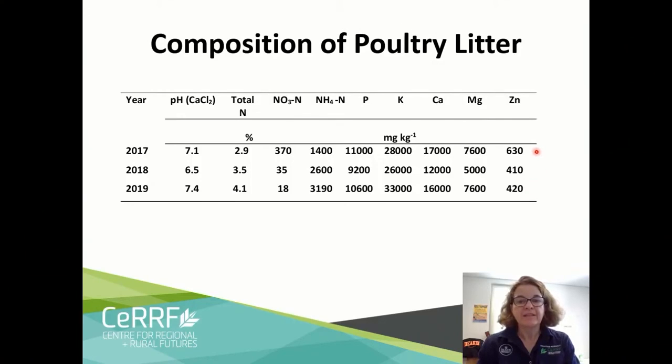The 2017 sample was a little bit different in that it was more composted, indicated by higher values of nitrate, and the other nutrients in a little bit more concentrated form.